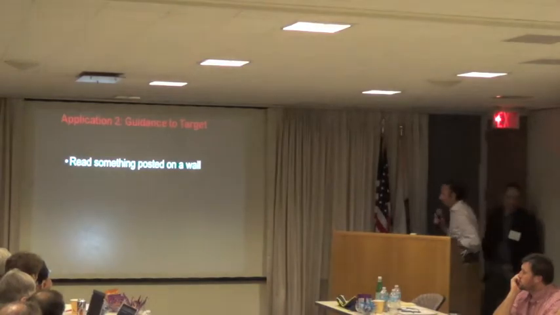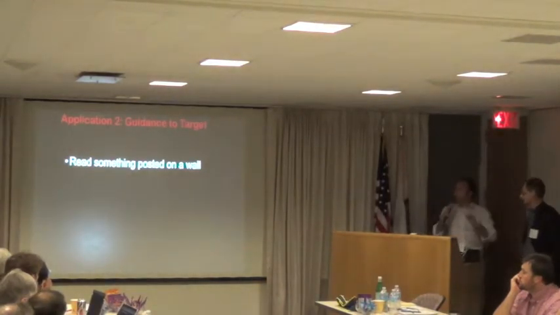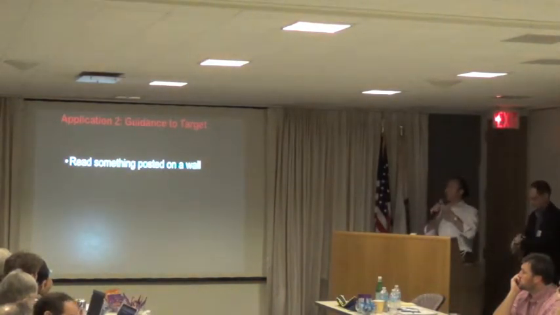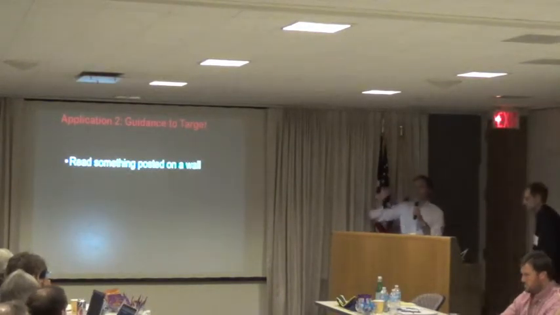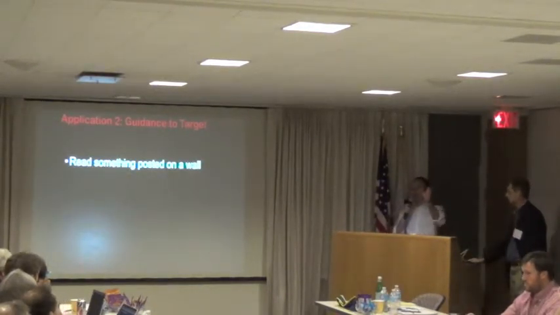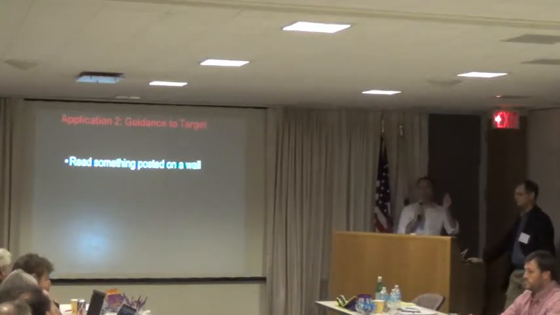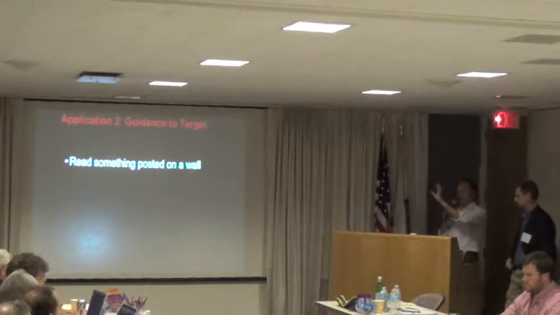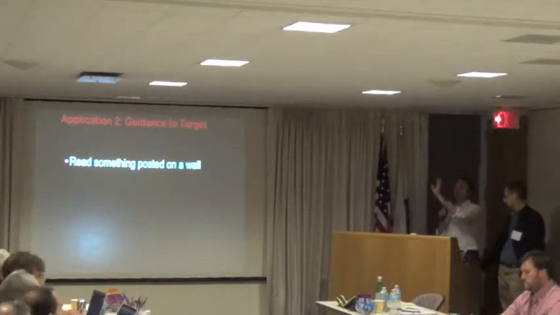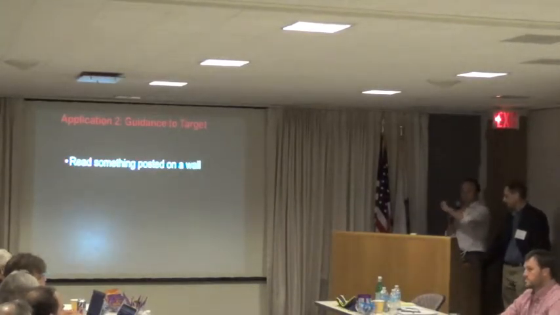Thanks, James. So let me talk about the second application. This has to do with guidance to a target. Imagine there is a sign on the wall with some text, and you may have something on your cell phone similar to Text Detective, a text recognizer that can tell you, look, there is something interesting over there. You need to get close and take a better picture once you're closer so you can read the text.